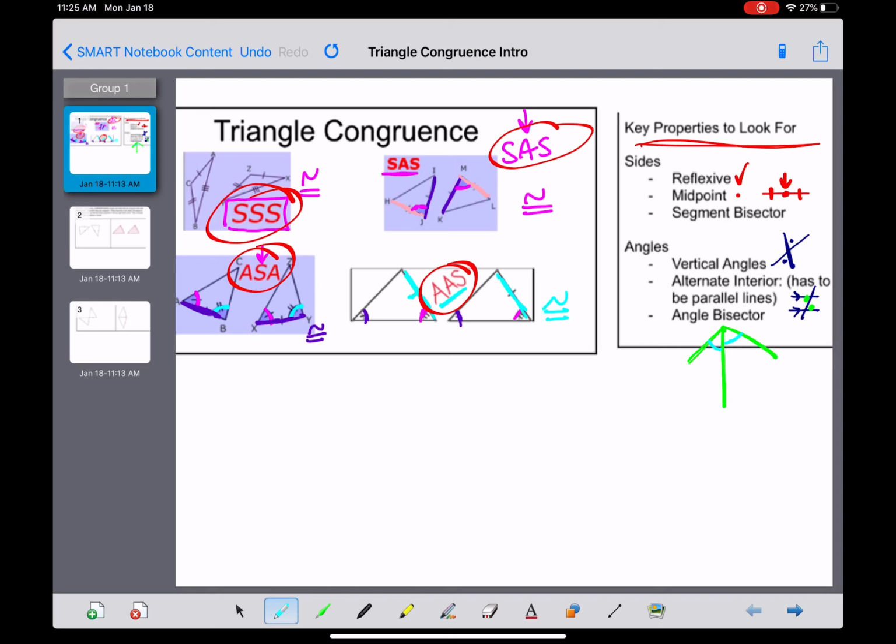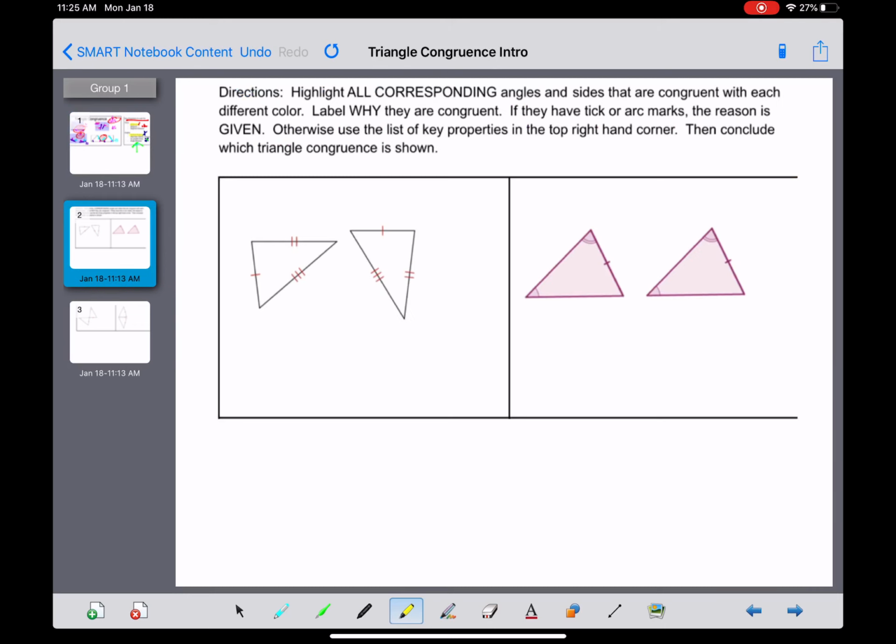All right, today you're really going to be looking at reflexive and vertical angles. So the worksheet that you're going to be working on to help you go through these, you're going to highlight all corresponding angles and sides that are congruent with each different color. So you have 3 different colors again. Okay, you can only match the corresponding parts or color the corresponding parts if you have reasoning.